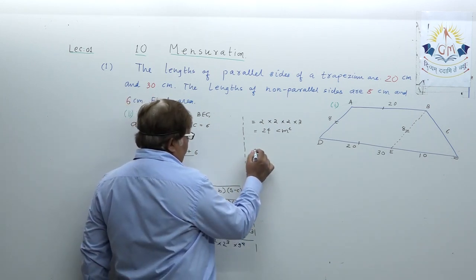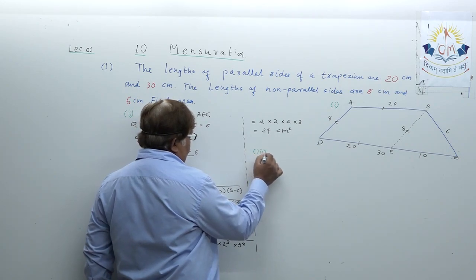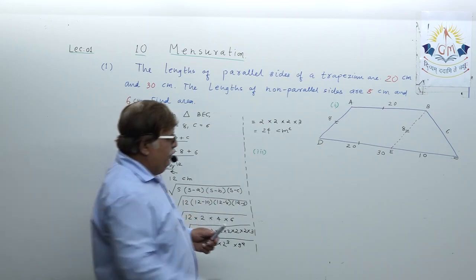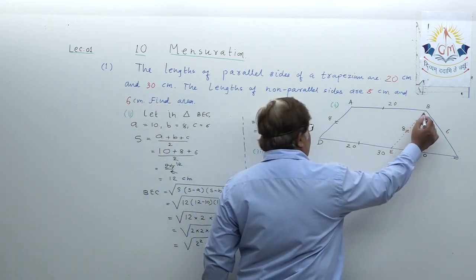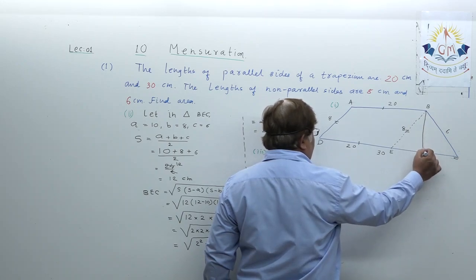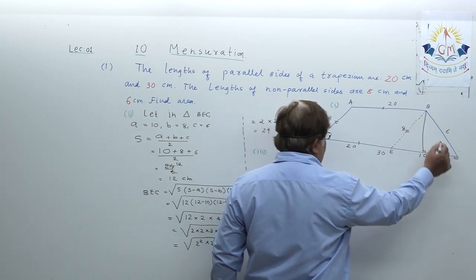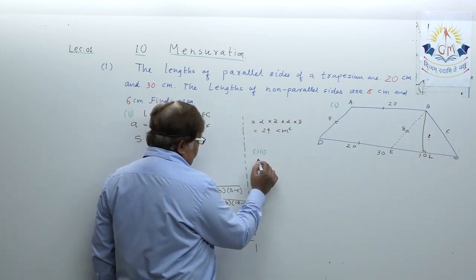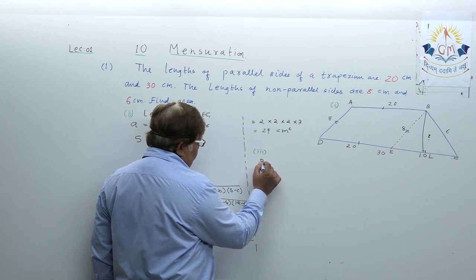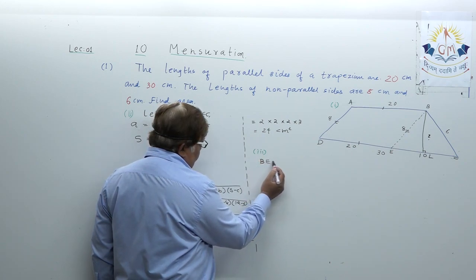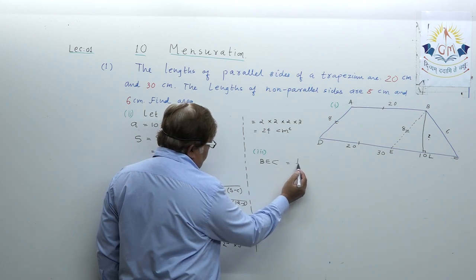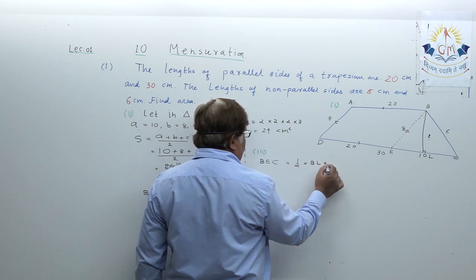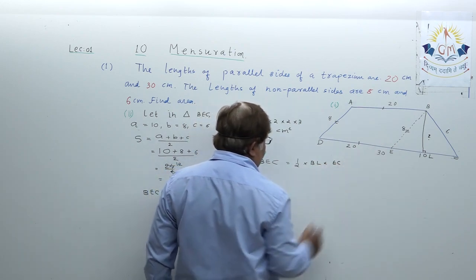Okay. Now we involve in the third step. What is that third step? You need to construct one altitude here, and now your target is to find this altitude, and for that one new formula for area of triangle BEC equals half into altitude BL into base, that is EC.